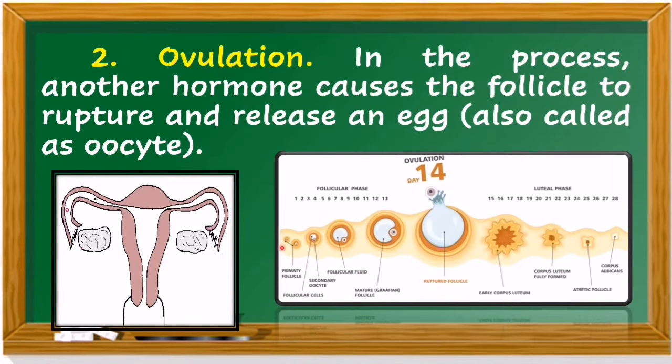Number 2, ovulation. In the process, another hormone causes the follicle to rupture and release an egg, also called as oocyte. This one. Look at this illustration. And this is the ovulation period.